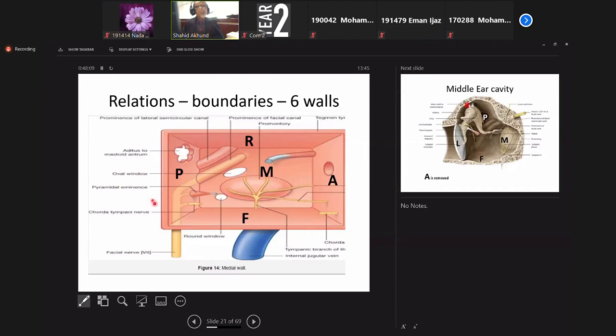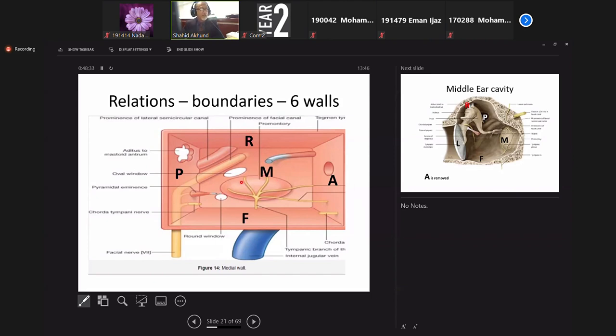Now a simplified version of the different walls. So you see the roof, the floor, the anterior and the posterior wall. What is removed here? The lateral wall. What is forming the lateral wall of the middle ear cavity? Tympanic membrane. So once we remove the tympanic membrane, we see all these.